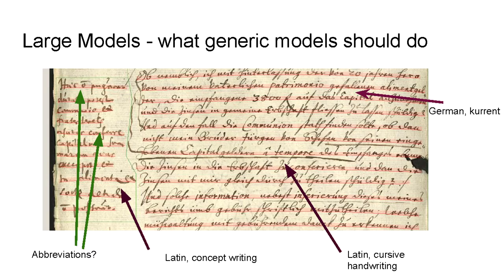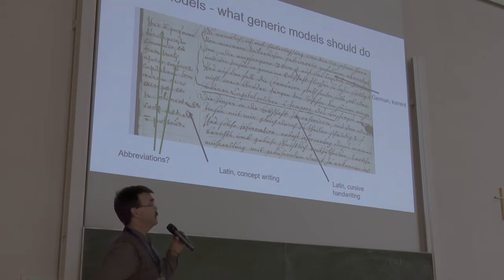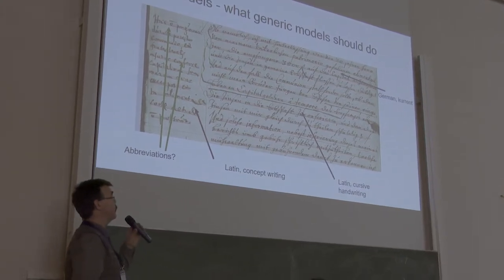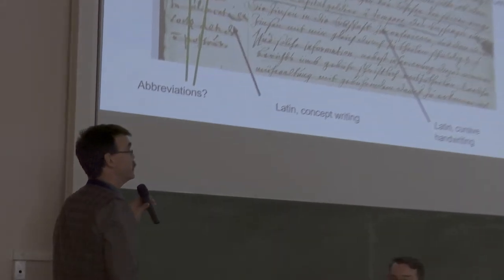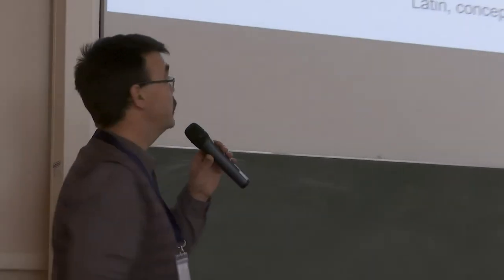Okay, now time for examples of what large models or generic models should do. This could be a normal use case for a generic model. As you can see, you have two different writers on one page. It's not much. You have German Kurrent in this area. You have Latin cursive writing, Latin language. It's normal for German scriptures in the 16th, 17th, 18th century. The writer will change script with language. So you have two languages, German and Latin.